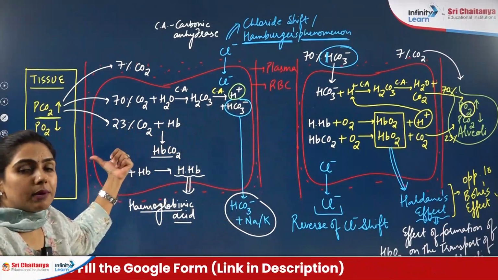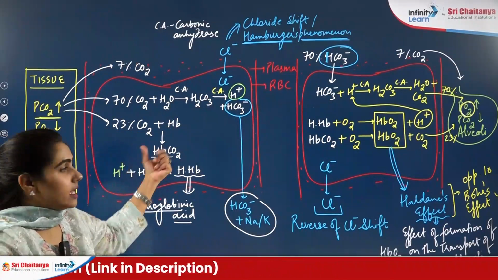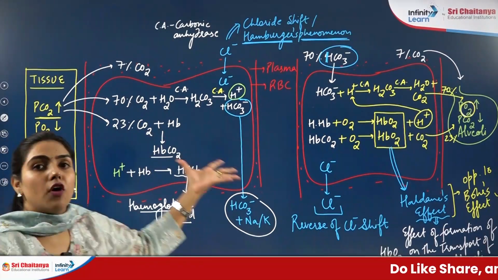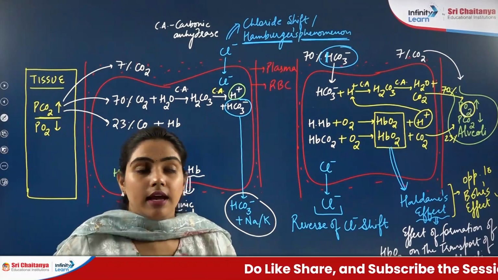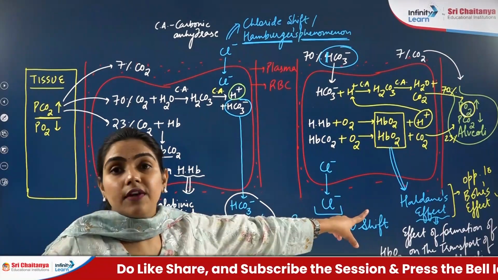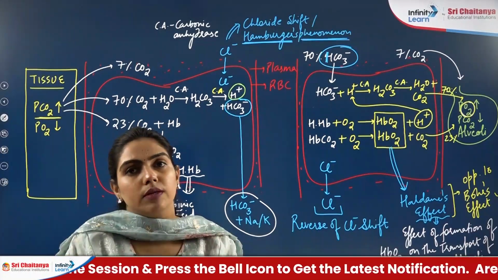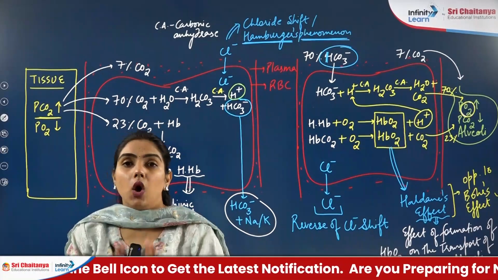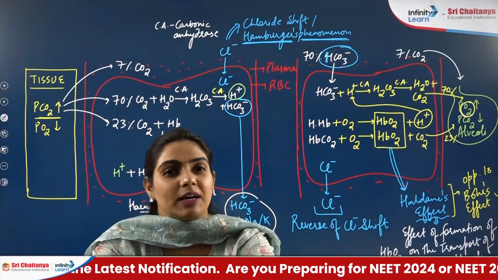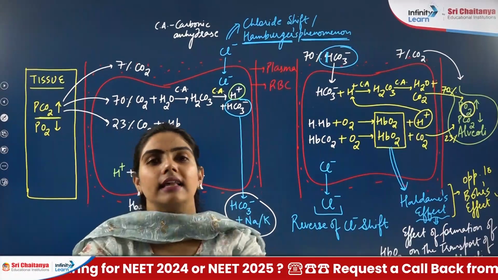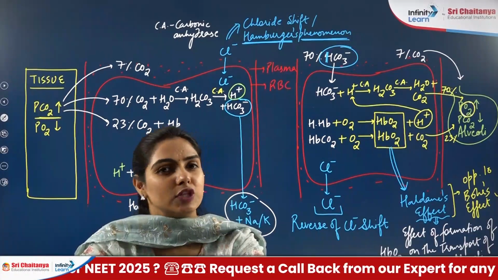So obviously, Haldane's effect is taking place at the alveolar site. Bohr's effect is taking place at the tissue site. In case of Bohr's effect, there is dissociation of oxyhemoglobin. In case of Haldane's effect, there is association of oxygen and hemoglobin. So hence, they both are opposite. So you have understood Haldane's effect, right? You have understood Bohr's effect, and this is the end of the transport of CO2.